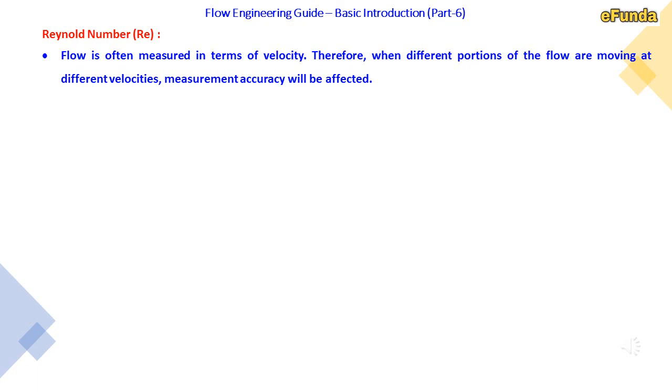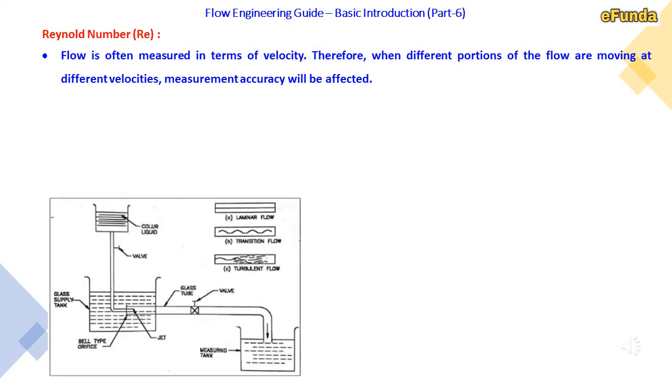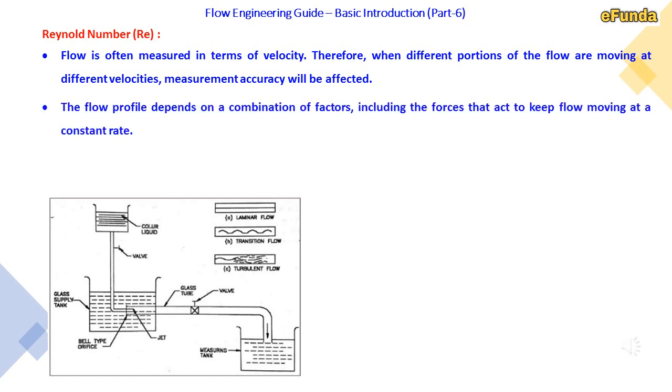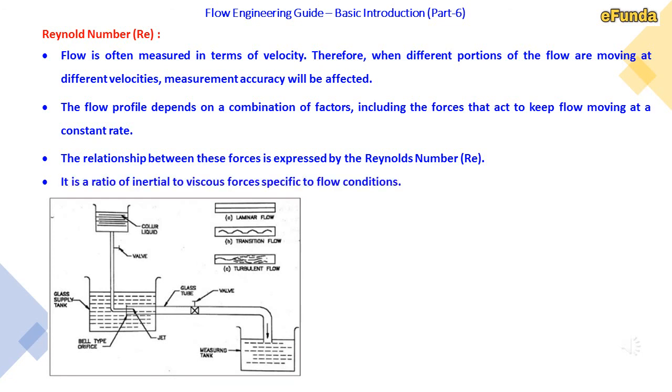To understand, one can see the setup shown below, where the glass tank supply with various instruments is kept, and there one can see the flow profile. The flow profile depends on a combination of factors, including the forces that act to keep the flow moving at a constant rate. The relationship between these forces is expressed by the Reynolds number, and it is a ratio of inertial to viscous forces specific to the flow condition.